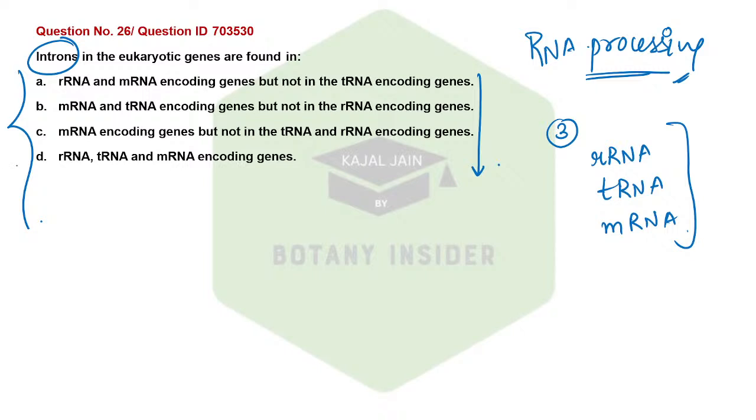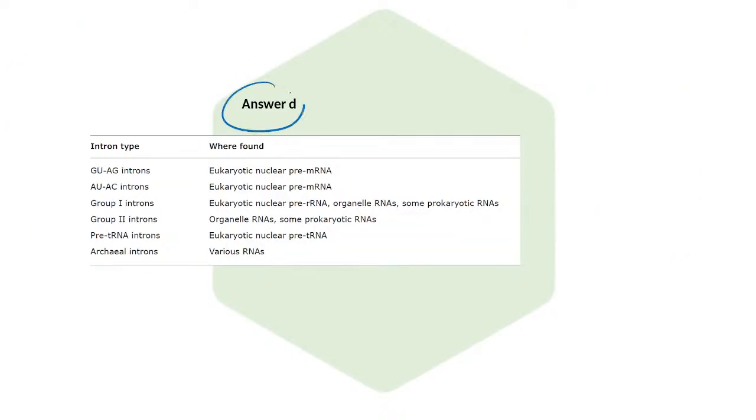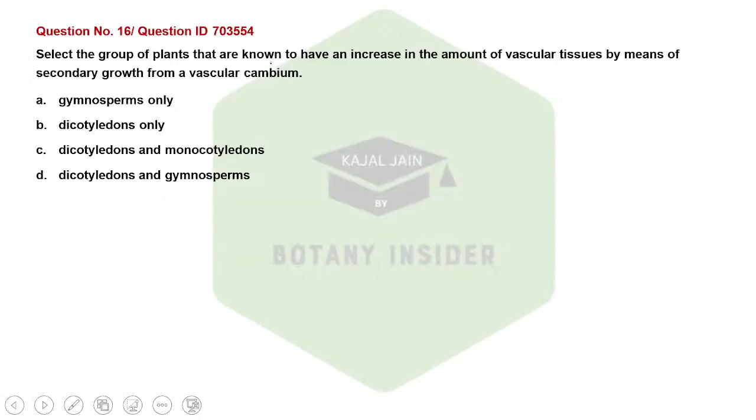All 3 types of RNAs that we have, be it rRNA, tRNA or mRNA, all of them have introns present in them. Very good. Latest year question. D is the correct answer for this question, right? Remember about this. D is the correct answer. Let's do one more question and then we'll end the class.